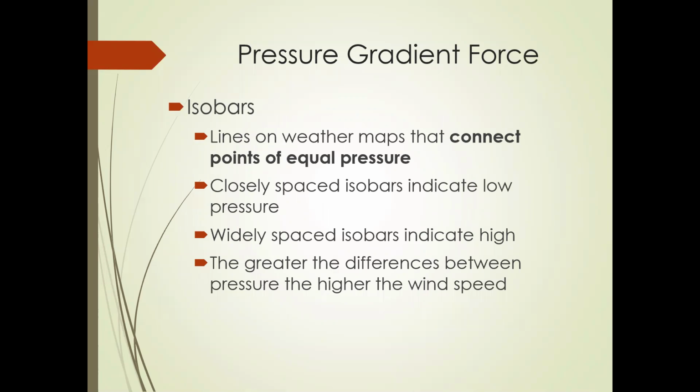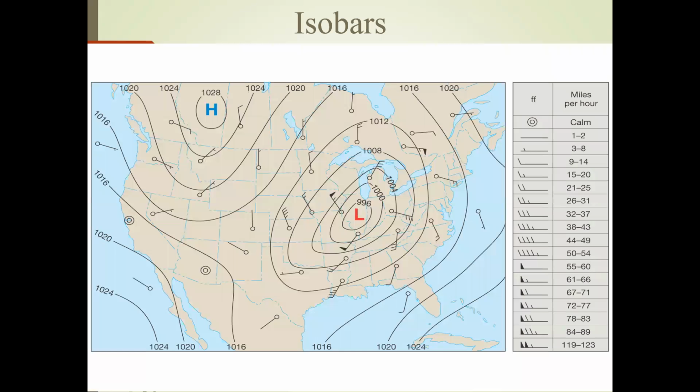If those isobars are spaced closely together, then that indicates areas of low pressure on a weather map. If they're widely spaced, that indicates high pressure. And the greater the difference between areas of high and low pressure, the higher the wind speed is going to be. So let's look at what a weather map might look like.